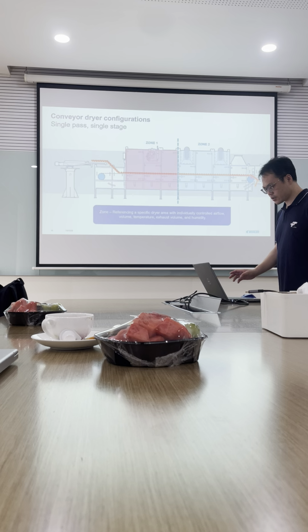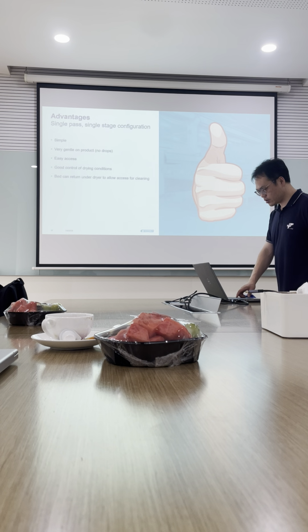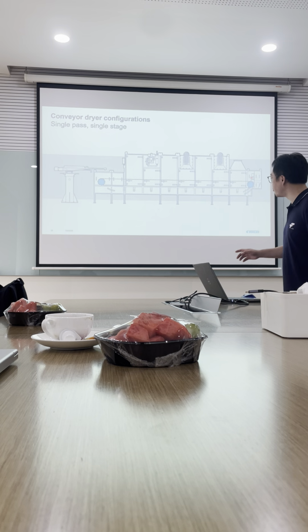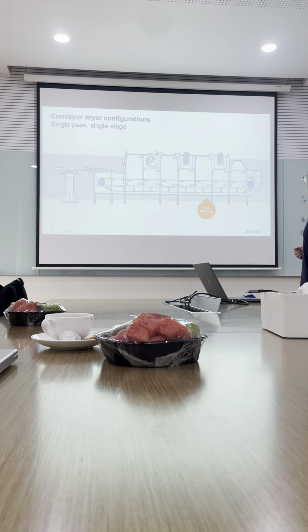And for the single pass, single stage dryer, we can also have a bait brush under the dryer in this location. The bait brush can clean the bait plate while the dryer is running. It is very convenient and useful for the maintenance of the dryer.